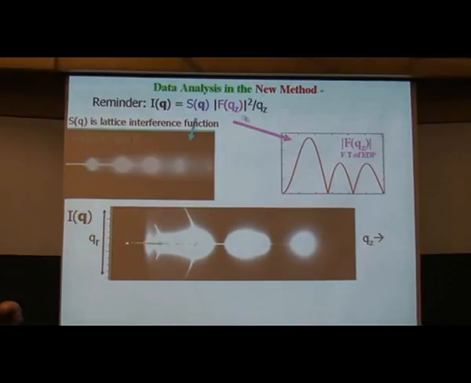This factor we call the form factor. Different people use different names for these things, but this is the form factor. And it's the Fourier transform of the electron density profile. So in real space, we have an electron density profile. I've indicated those before. But this is the Fourier transform of it because scattering is done in Q space.